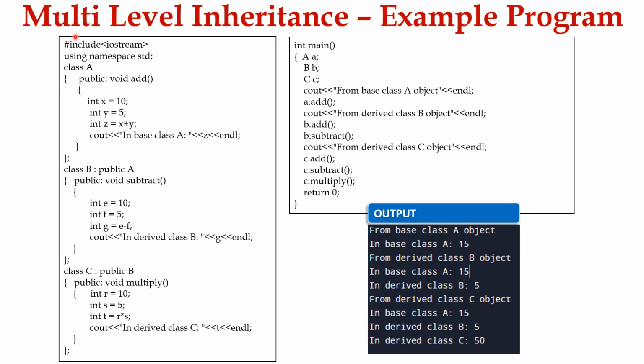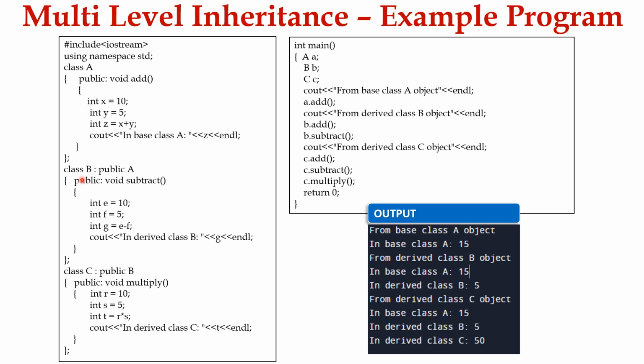Now let's have an example program for multi-level inheritance. Here we have defined the class definition for class A. Class A defines a member function addof, where we have declared the variable x of integer data type and assigned with value 10, the variable y of integer data type and assigned with value 5, and the variable z of integer data type assigned with the expression x plus y. Using the cout statement, we have displayed the value of the variable z to the user.